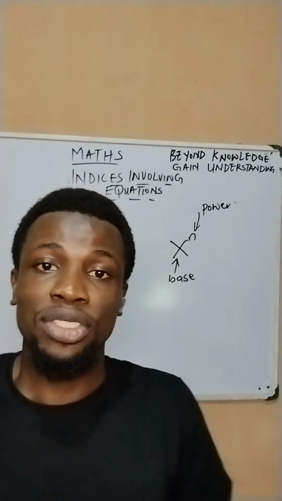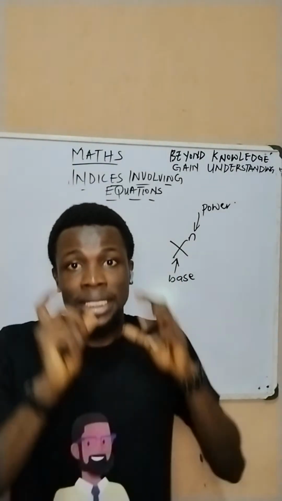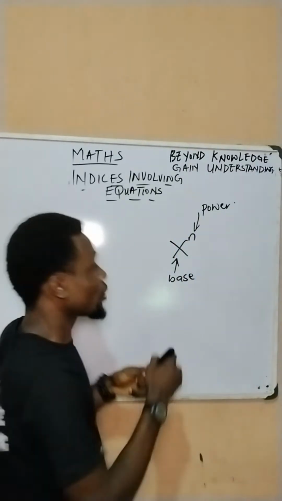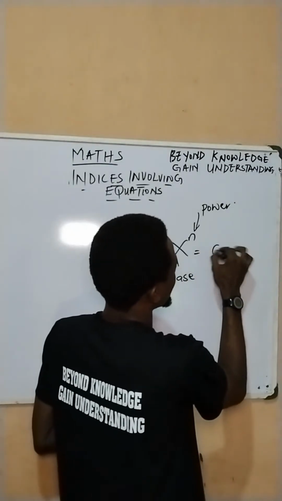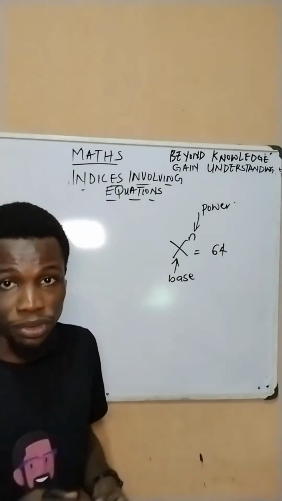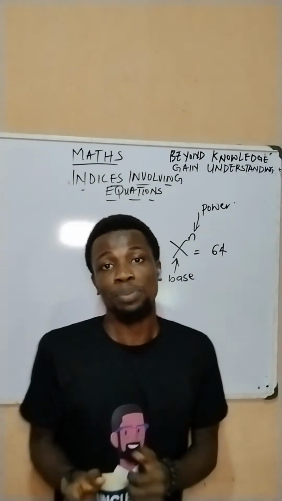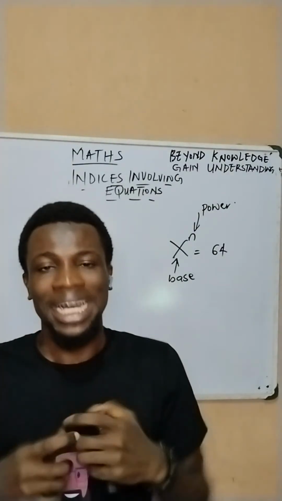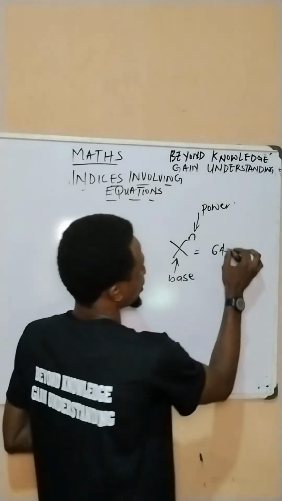So what indices seeks to do is to reduce expressions on numbers in general into a base and a power. I can go as far as reducing something like 64, which is just a normal value. I can represent this 64 as a base raised to a power, which simply means a particular number multiplying itself successive times to give us this 64. So that's what indices tells us.